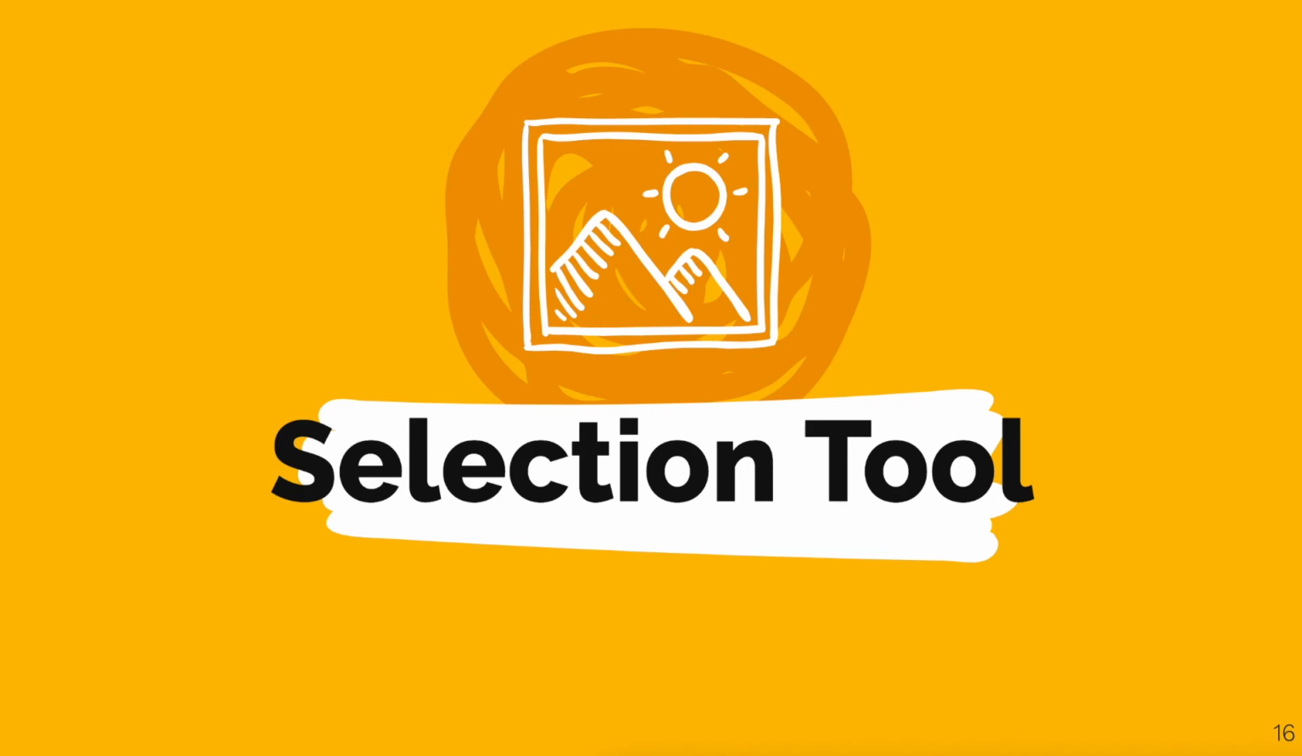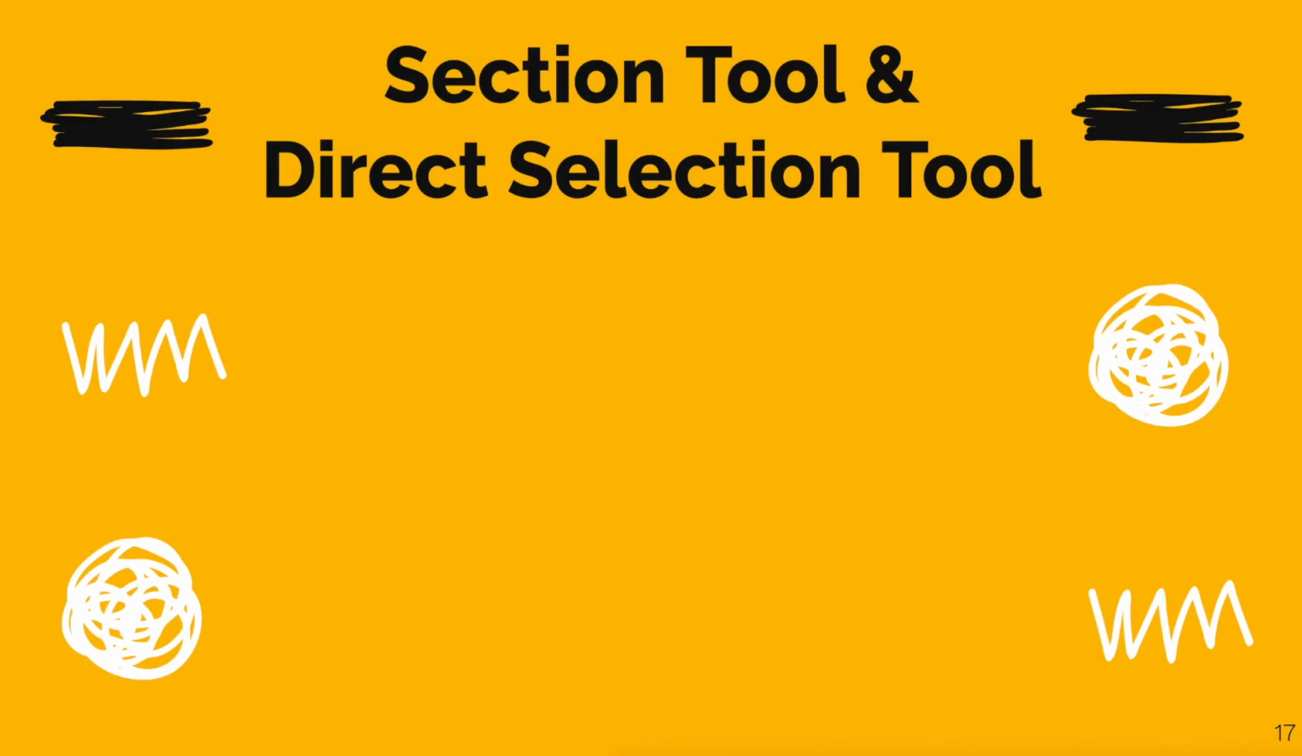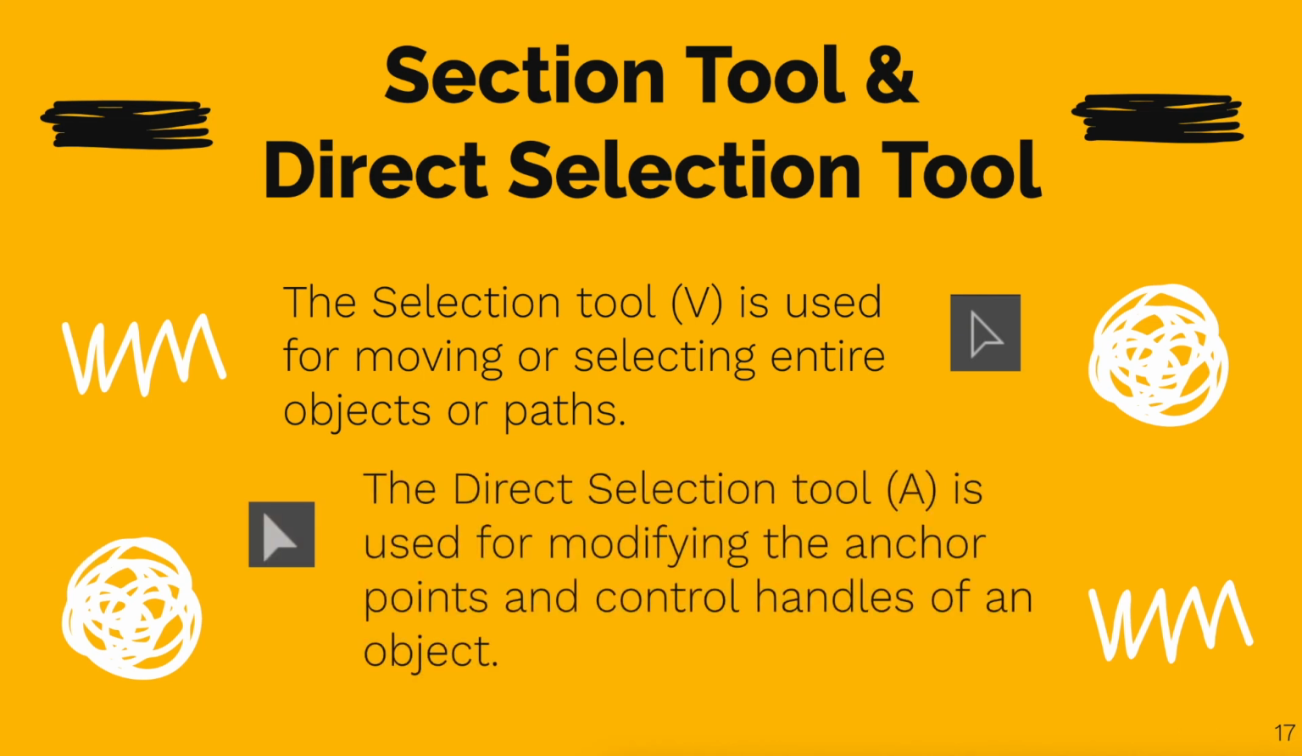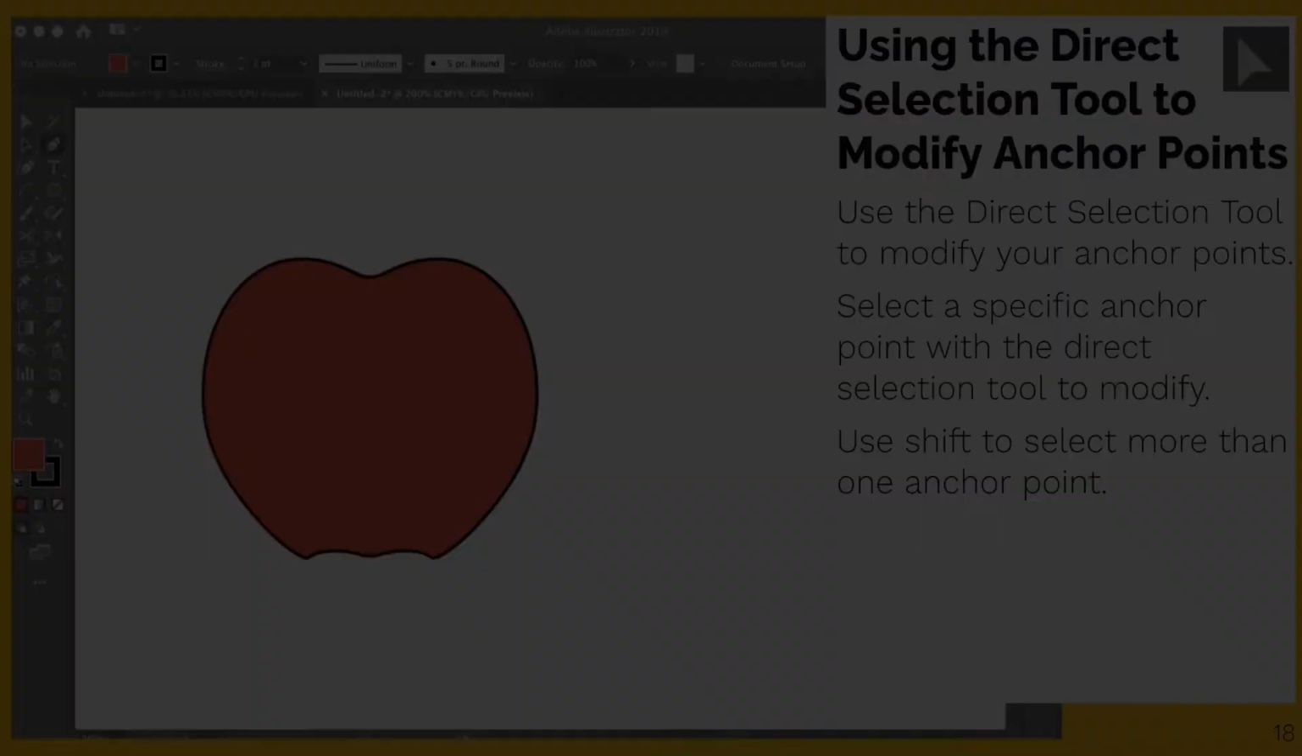Now let's finish up by talking about the selection tool and the direct selection tool. So the V, which is the quick select for the selection tool, is used for moving or selecting entire objects or paths. This is different than if you use the quick select of A, the direct selection tool. This is used for modifying the anchor point and control handles of an object.